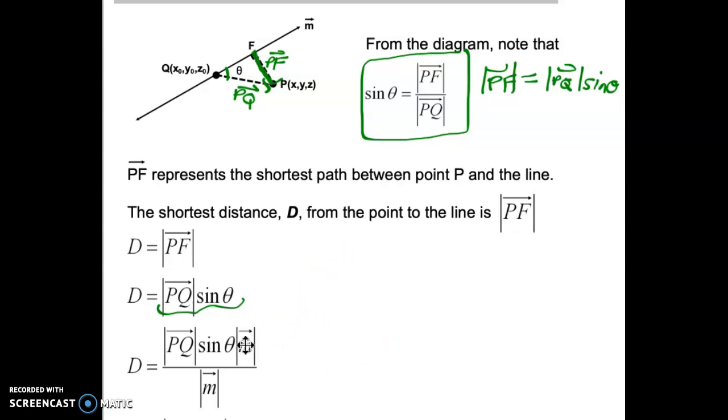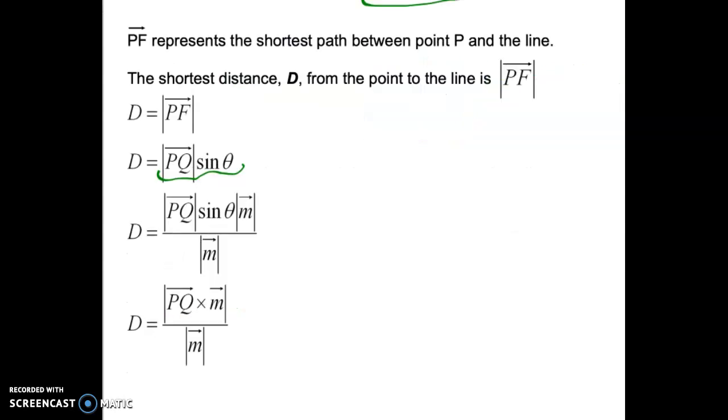So what they've done next is they've multiplied by the magnitude of vector m over the magnitude of vector m, which they're allowed to do because it's like multiplying by 1. And now this entire numerator is really just the magnitude of the cross product. So it's the magnitude of PQ cross m all over the magnitude of m. And that is how we find distance for a line in 3 dimensions. So let's give an example a try.